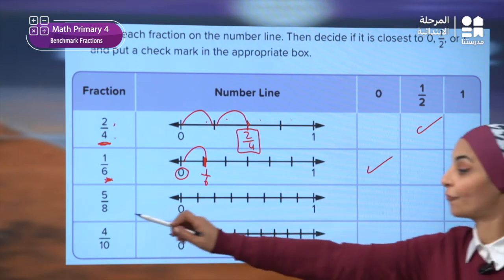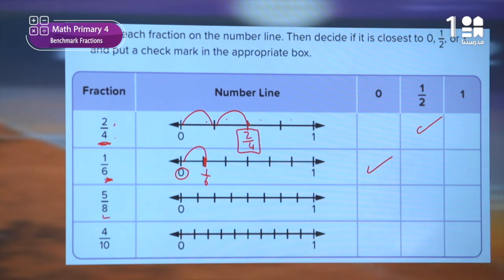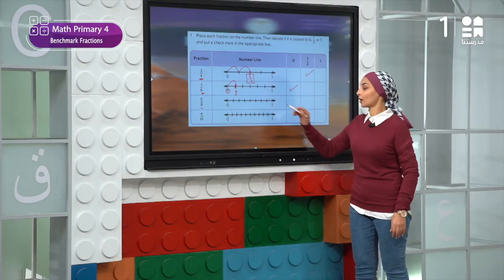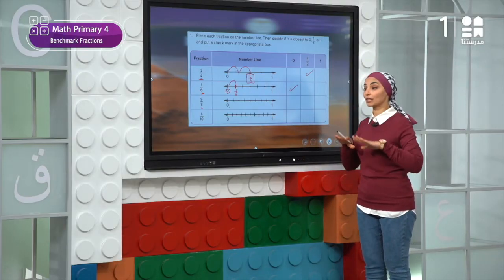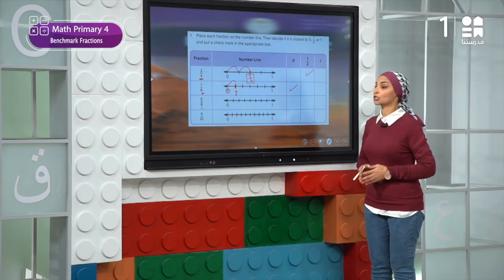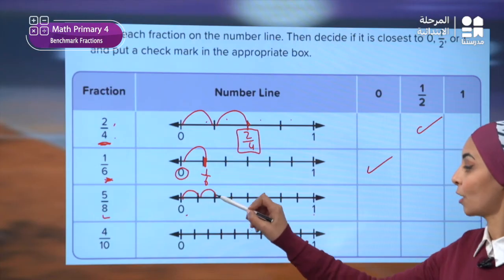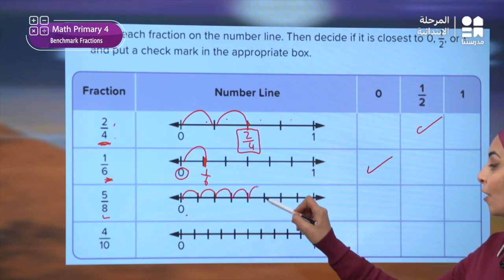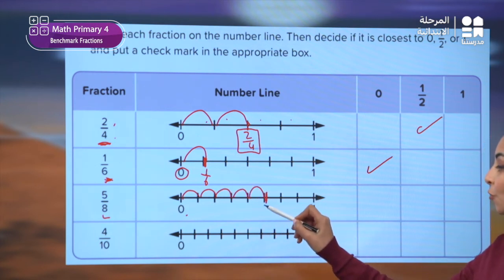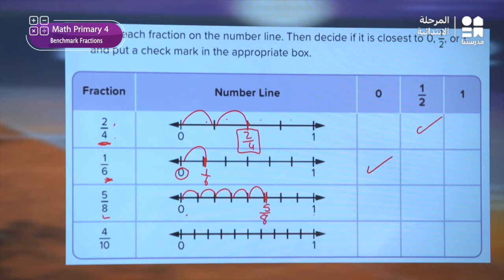Here I have 5 over 8, which means 5 parts out of 8. Of course, we know that the number line is divided into 8 parts because my denominator is 8. So let's count the 5 parts: 1, 2, 3, 4, 5. So I'll put the mark here, which is 5 over 8.